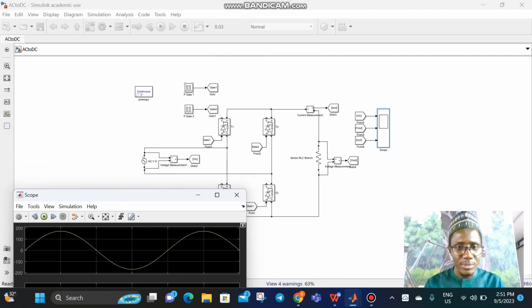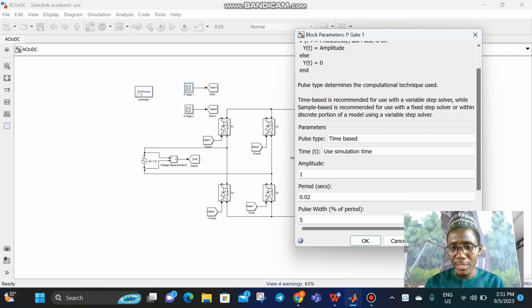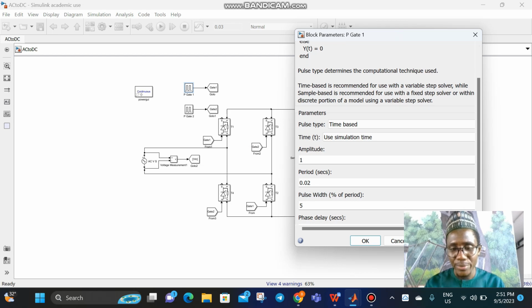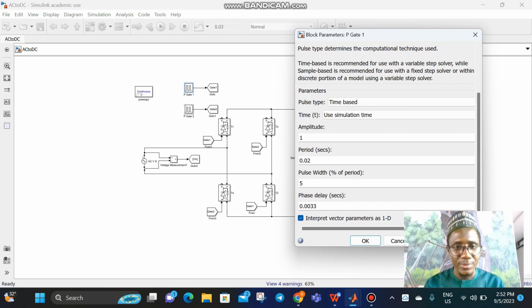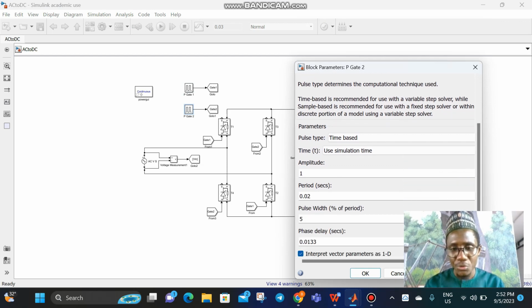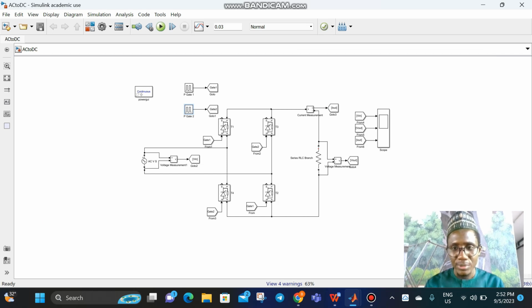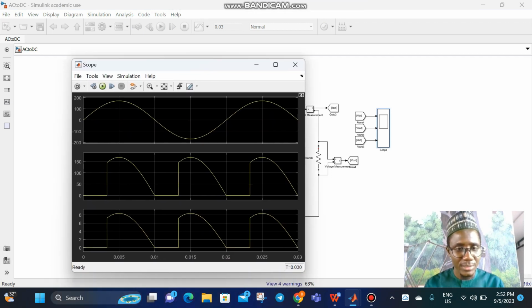For example, as you can see here, I selected my firing angle to be 60 degrees. This is the calculation that I want to explain. This is my amplitude for gate 1. I selected amplitude 1, period 0.02, pulse width 5, and phase delay 0.003. For the second gate, it is also like this one: amplitude 1, period 0.02, pulse width, and phase delay as shown here. This is because of the firing angle that I selected. Also, it will start at 60 degrees.